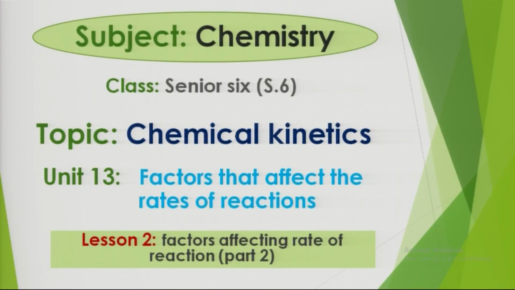We are heading in for lesson 2 on our topic of chemical kinetics, unit 13, which is basically about factors that affect the rates of a chemical reaction. As I had already said, we are coming in for lesson 2, and that is basically factors affecting the rate of the reaction, part 2. I'm calling it part 2 because we looked at one of the factors in our lesson 1. So I want you to distinguish it. We're still continuing, but in this case, I'm calling it part 2.